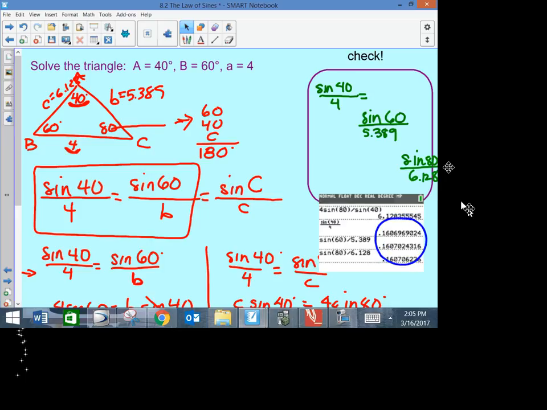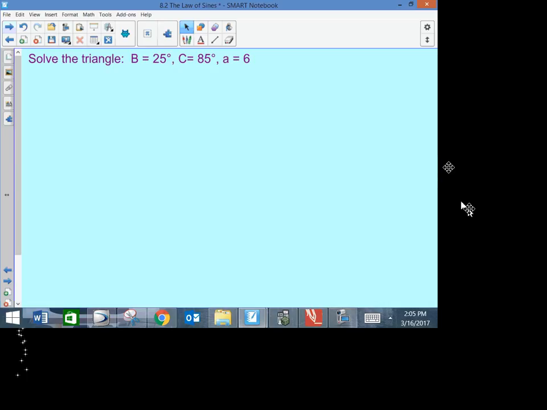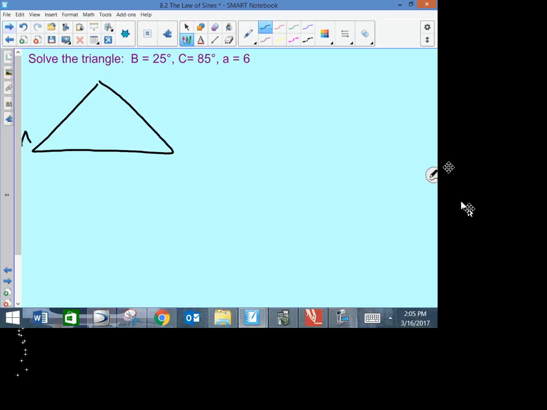The law of sines only works if you are given a side and an angle across from it. A, B, C. B is 25, C is 85, A is 6. All right? So I'm calling this B, I'm calling this C. All right. Give me my two ratios that I'm going to work with. Sarah, give me one.